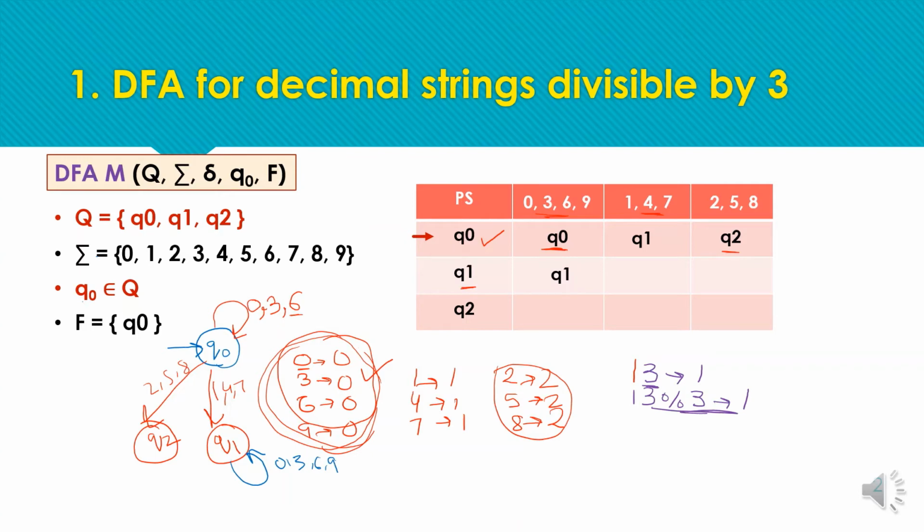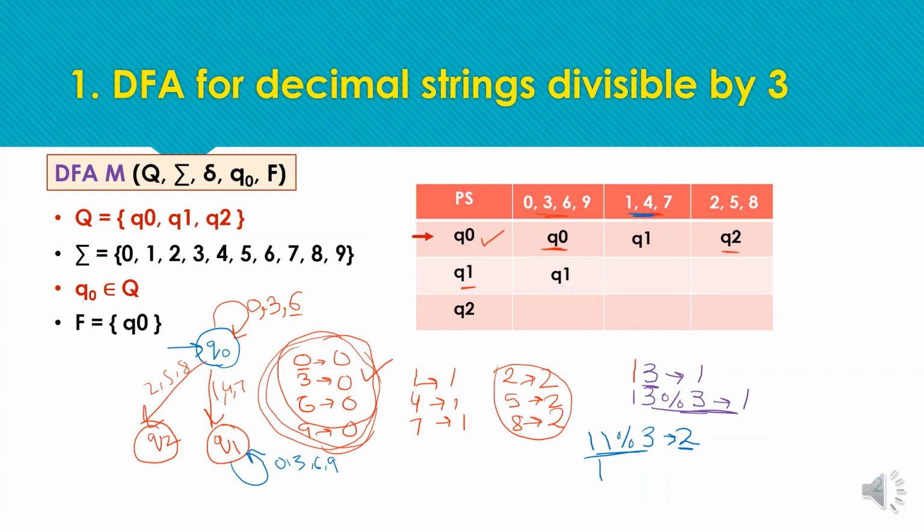Next, being on Q1 means we have received 1. Next we have to define transition for another set of input symbols, that is 1, 4 and 7. So let's take 11. The remainder for 3 is 2. 3 3s are 9, so remainder will be 2. So on getting any of the input from this set, we are having remainder 2. So we need to move to the state Q2.